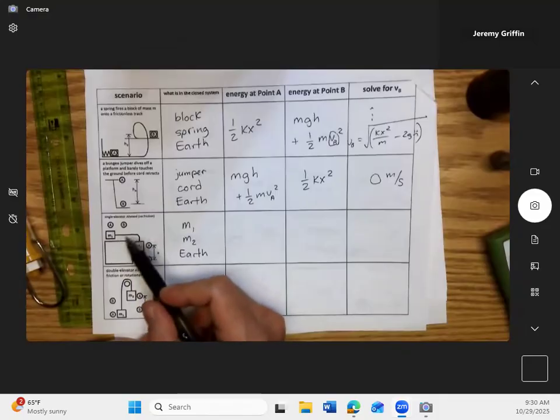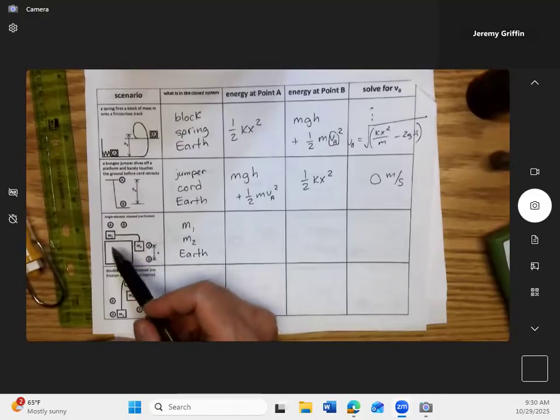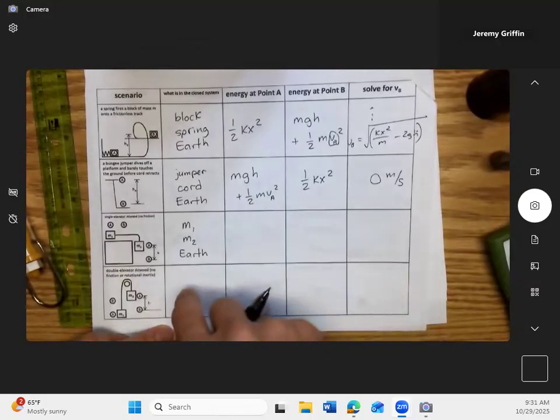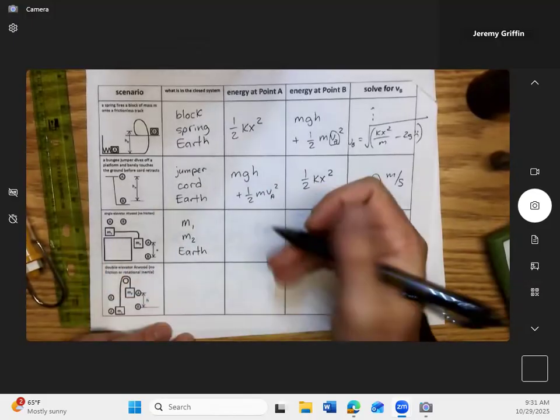You don't have to include the string in terms of the system. You don't have to include the table surface because the upward force doesn't actually do any work, because it's canceled out. It doesn't move it upward.